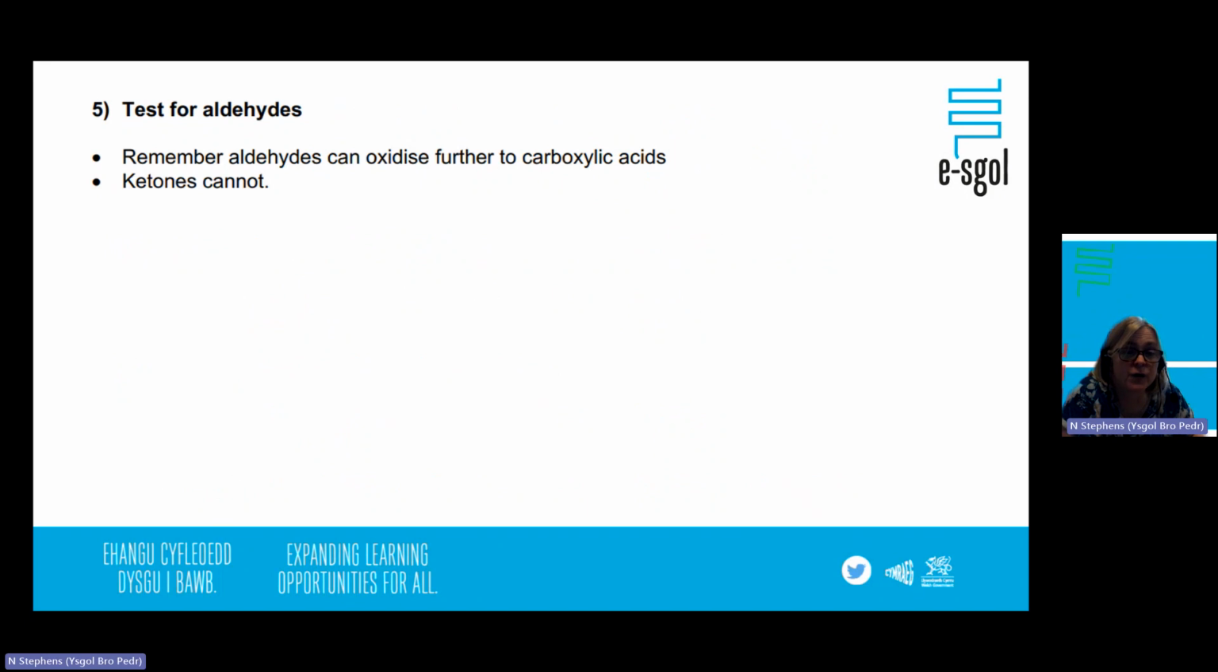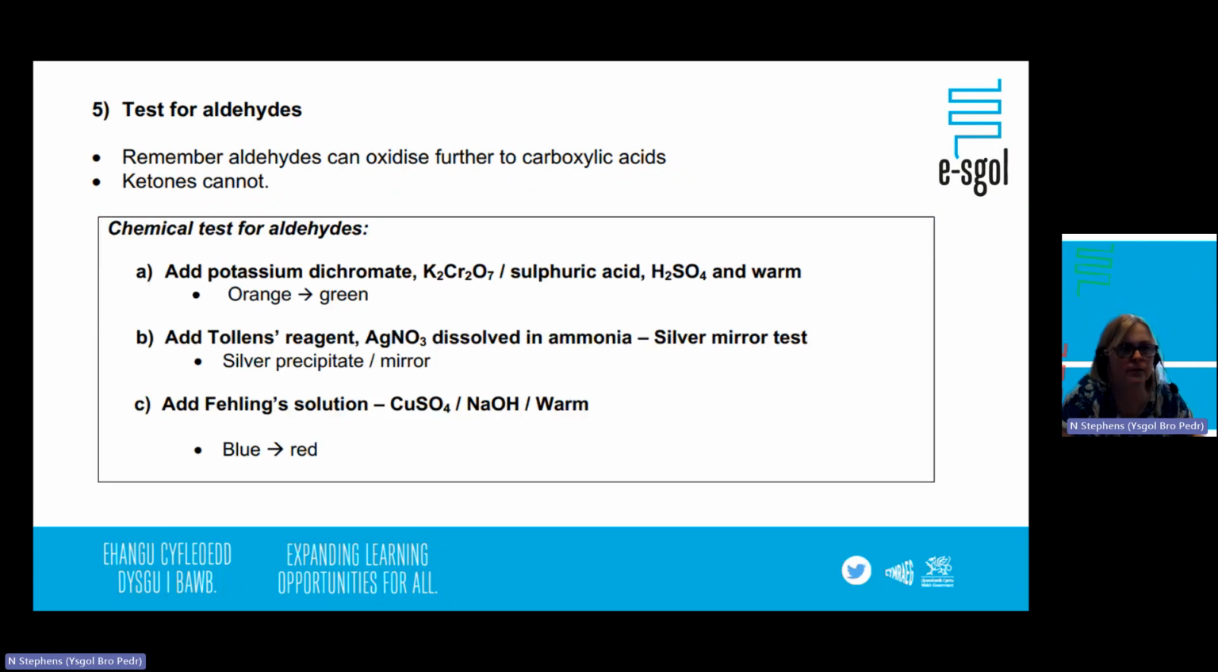So aldehydes can oxidize further to carboxylic acids as well. So if you are also wanting to differentiate between primary and secondary and you're uncertain, and you've got no availability of Tollens', you could try just oxidizing both and then testing the products with the sodium carbonate, of course, because that will give a positive for primary and a negative for the secondary alcohol.